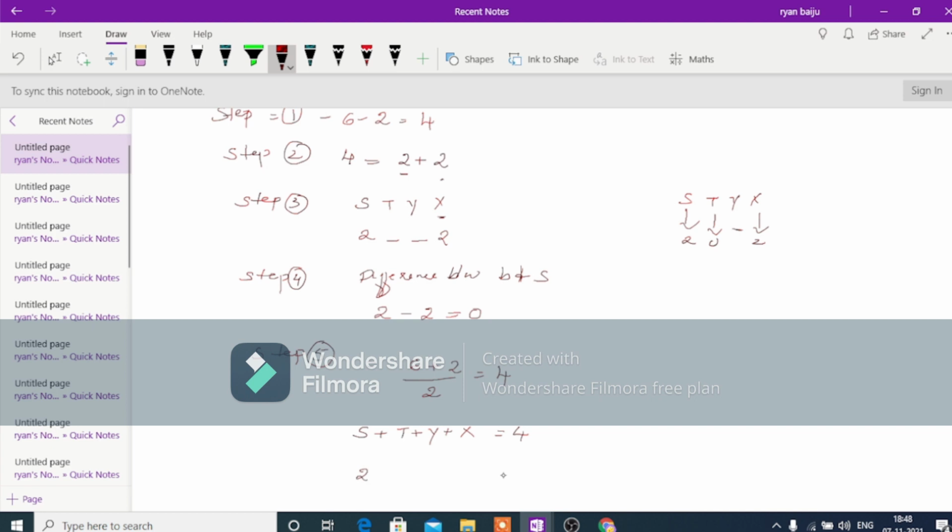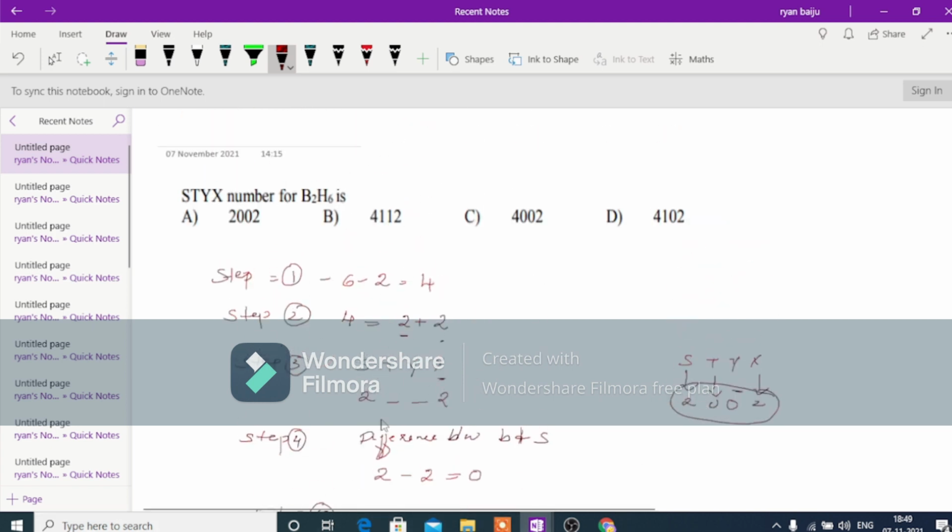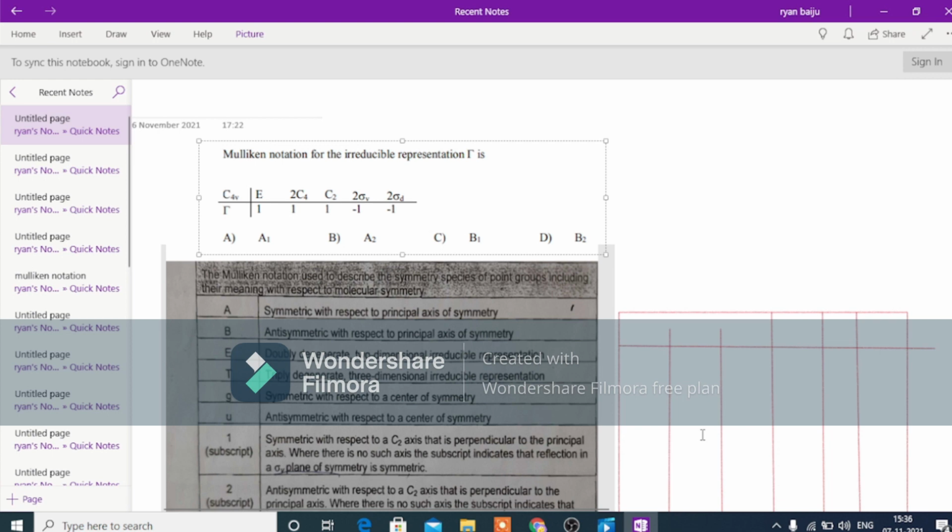S is equal to 2, T is 0, Y we have to calculate, X is equal to 2, and the sum is 4. From this we can calculate Y. Y is equal to 0. Therefore on this side I am going to write 0. Therefore the answer is 2002. Therefore here the answer A is correct.